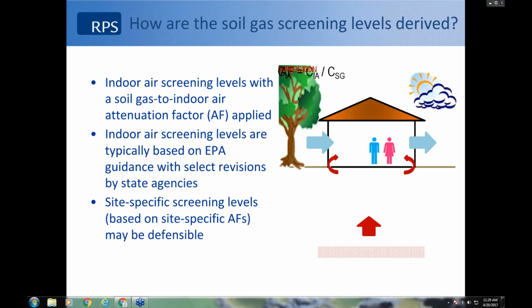So the concept here is that the soil gas screening level we use to evaluate our soil gas data and decide if we have a vapor intrusion problem has these two components. It has the indoor air number, and it has this alpha, which describes the transport process.